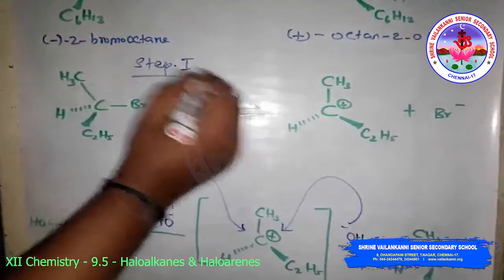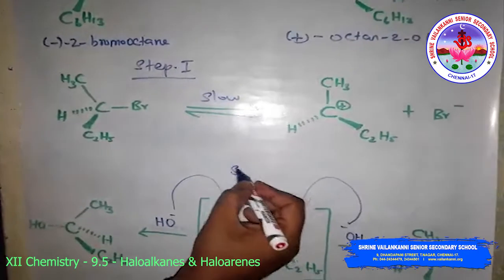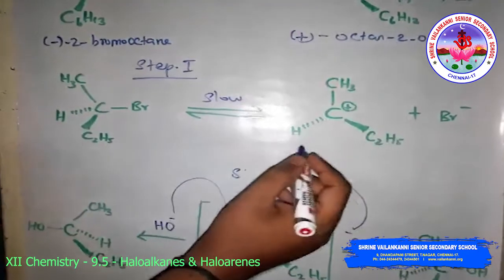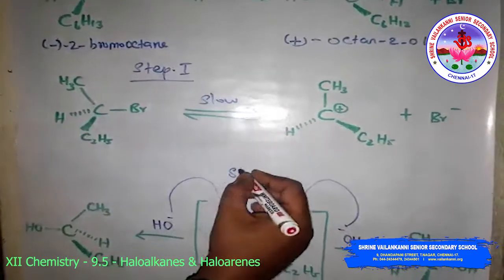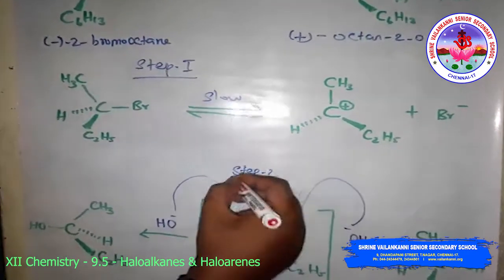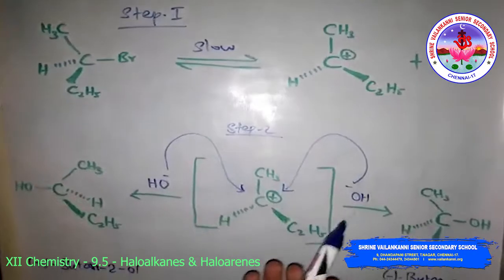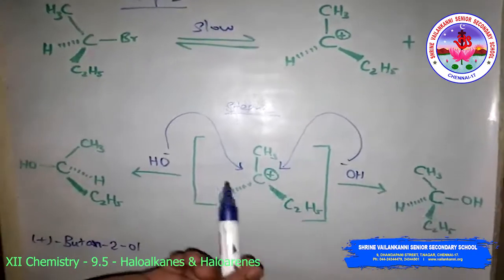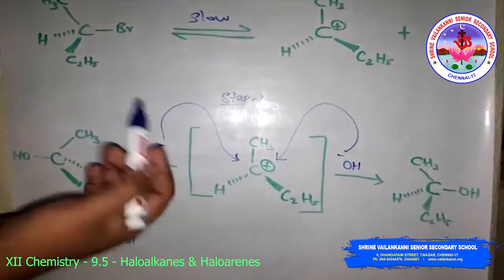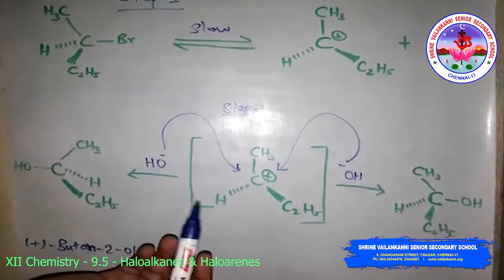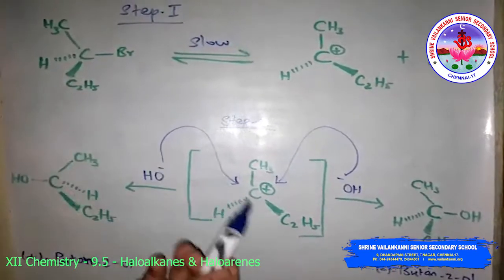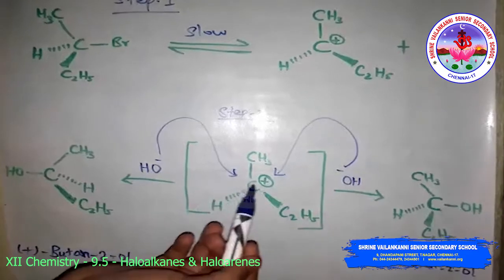Step 1, the step 1 product, is the carbocation. This is step 2. It gives, see, one with the same configuration and another with the different configuration, that is, the inverted and the retained. That mixture is also called racemization.